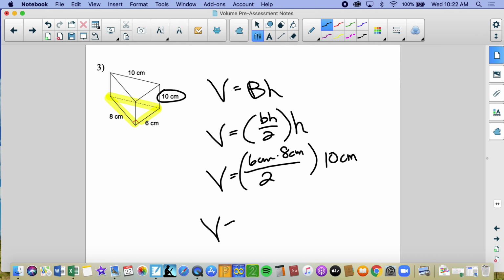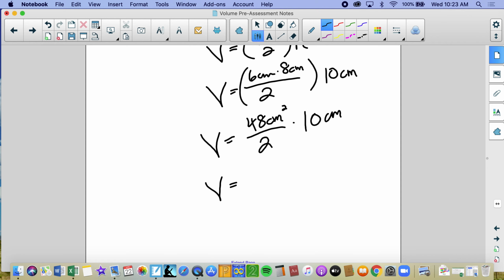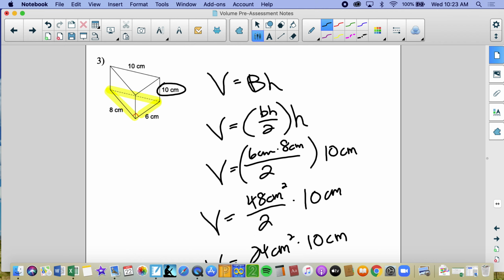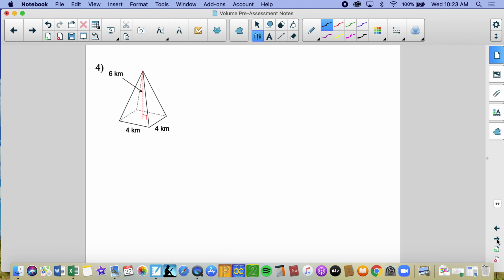We can do 6 centimeters times 8 centimeters, which gives me 48 centimeters squared. Divided by 2 gives me 24 centimeters squared times 10 centimeters, which gives me a total of 240 centimeters cubed. That would be the volume of that triangular prism.